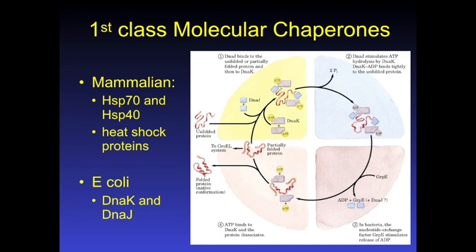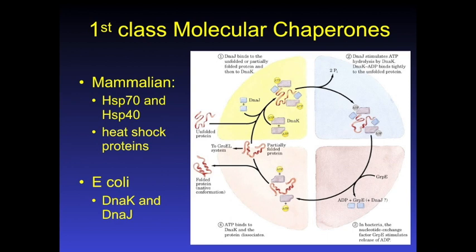All right. Now, here is a slide that has DnaK and DnaJ. These are proteins identified in E. coli. They are homologs of proteins found in the mammalian system called HSP70 and HSP40. The HSPs are called heat shock proteins. The 70 and the 40 are indicative of the size of the protein.